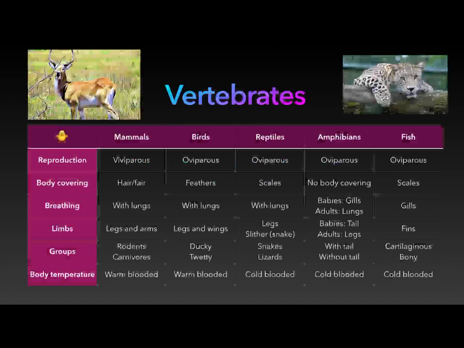Mammals are viviparous, and their body covering is hair. They breathe with lungs. They have legs and arms. 2 groups are rodents and carnivores, and they are called warm-blooded.